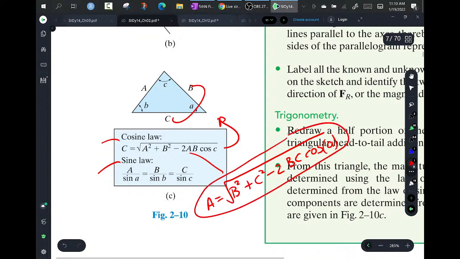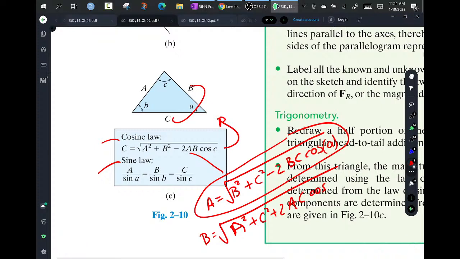So there's this one, and then you can list it this way. B is equal to the square root of A squared plus C squared plus 2AC cosine of the angle between A and C, between A and C is the B.